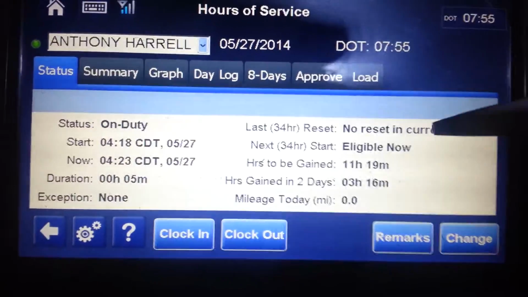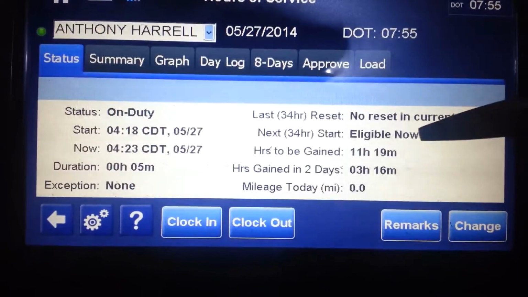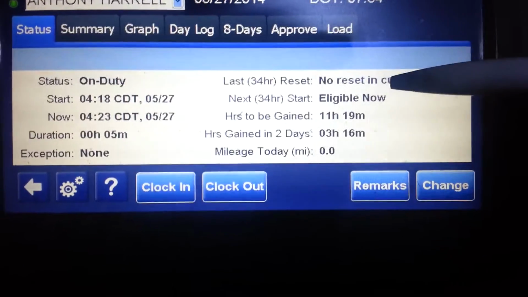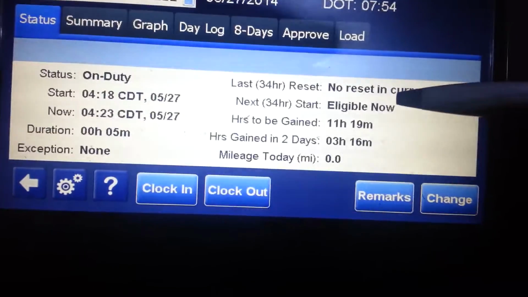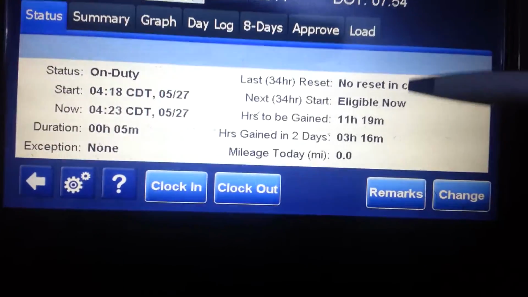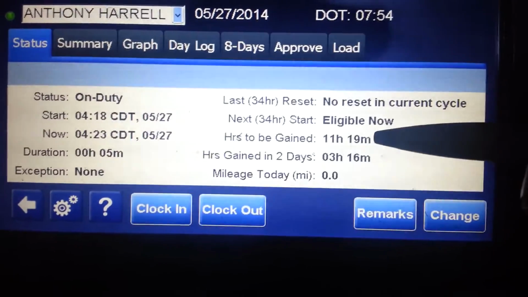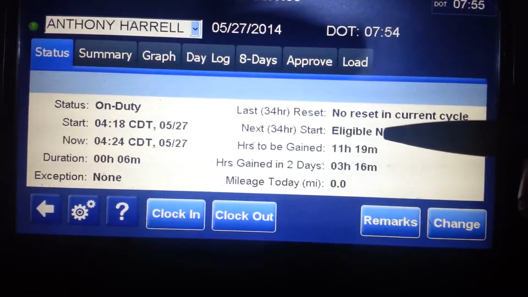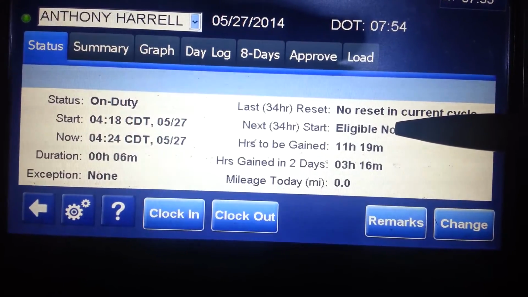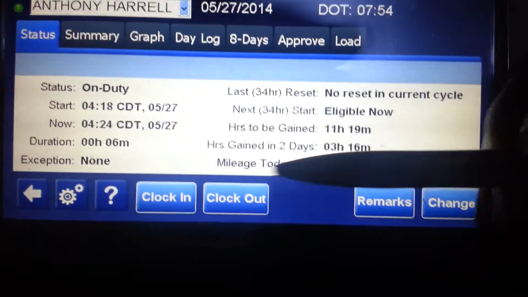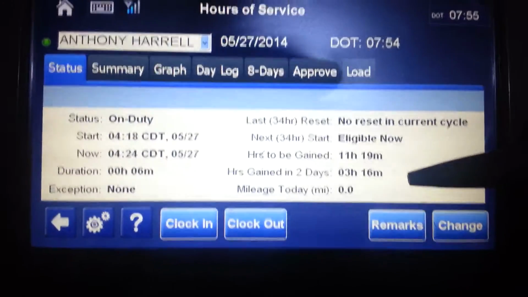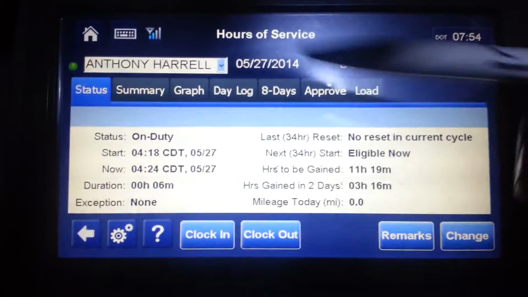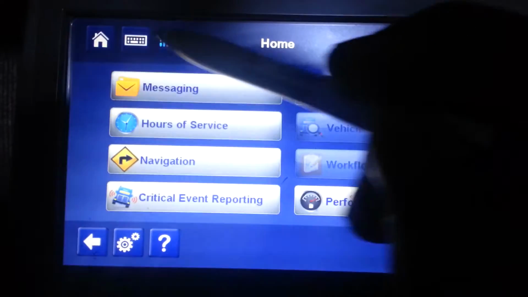If you take a 34-hour reset, you're going to be sitting for 2 days and a half. And what's going to happen is you're losing miles. You're losing miles. Your pay is not going to be consistent. Continue to keep running. Don't do a 34-hour reset till you go home. So, this is your mileage you would drive for the day. And that's it. This is how you edit your hours of service logbook.